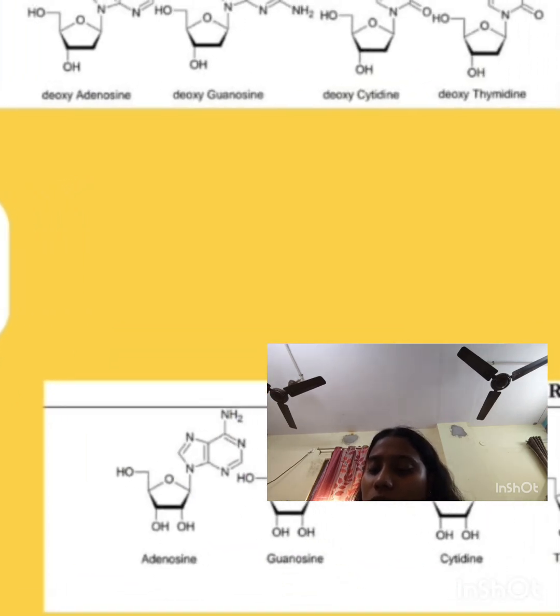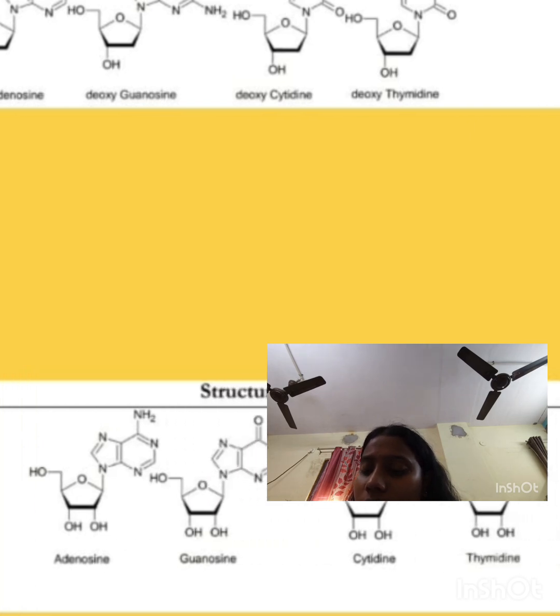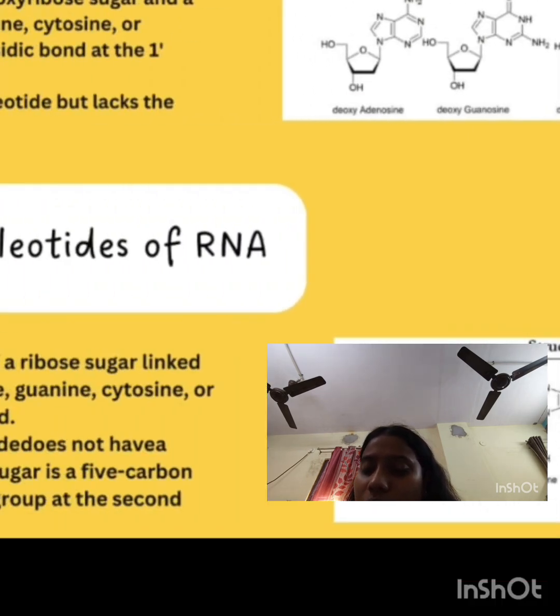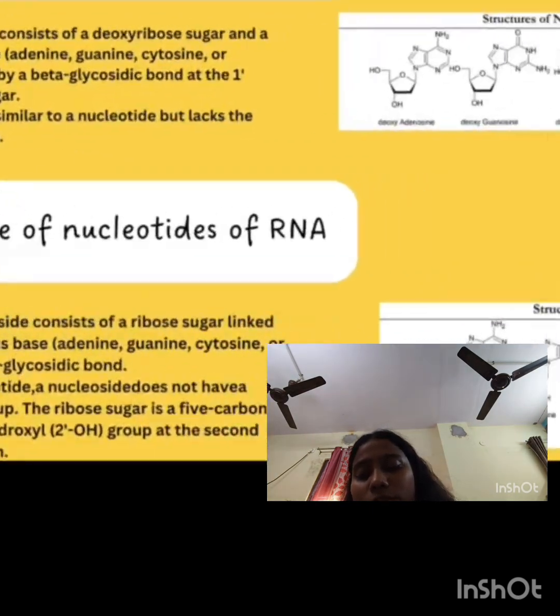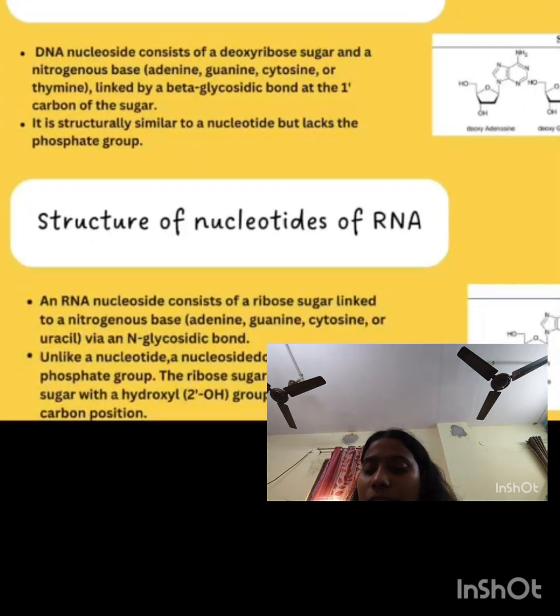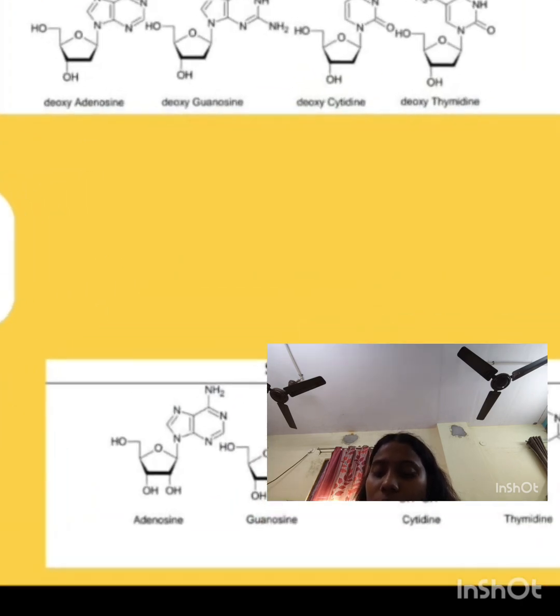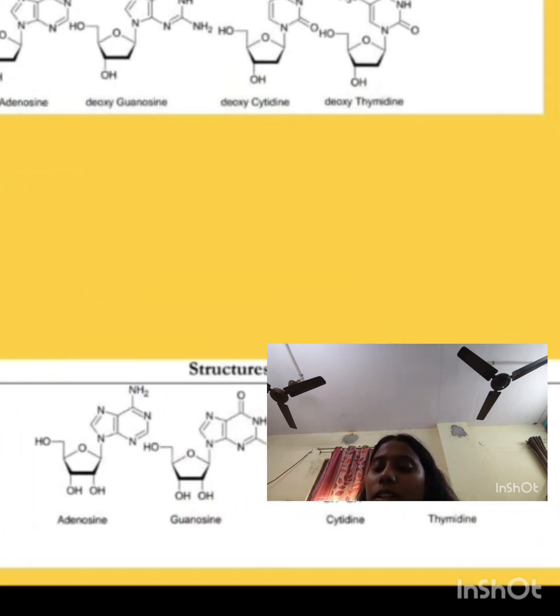Now the structure of nucleoside of RNA. An RNA nucleoside consists of ribose sugar linked to the nitrogenous bases adenine, guanine, cytosine, and uracil via a glycosidic bond. Unlike a nucleotide, a nucleoside does not have a phosphate group. The ribose sugar is a 5-carbon sugar with a hydroxyl 2-OH group at the second carbon position. This is the structure of nucleoside of RNA. We have adenosine as the first structure, guanosine second, cytidine third, and uridine fourth.